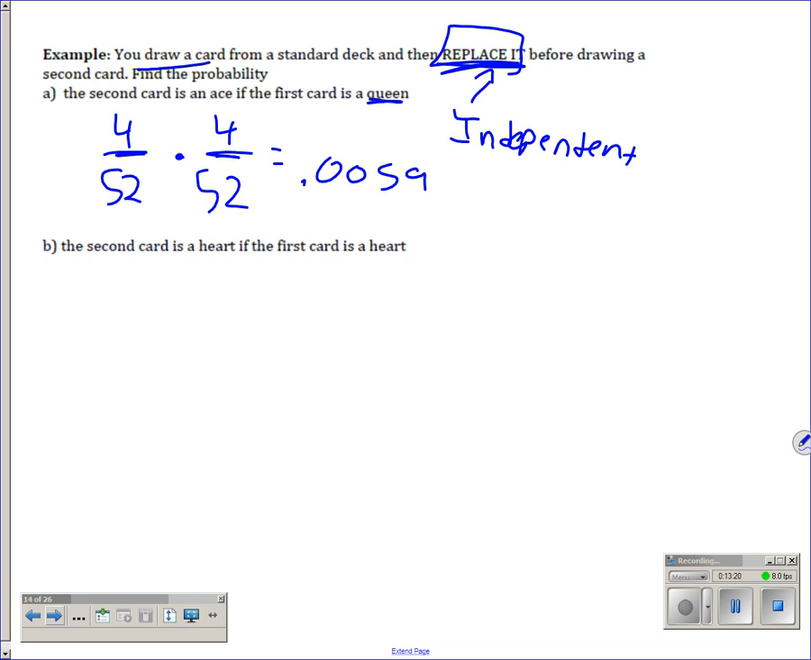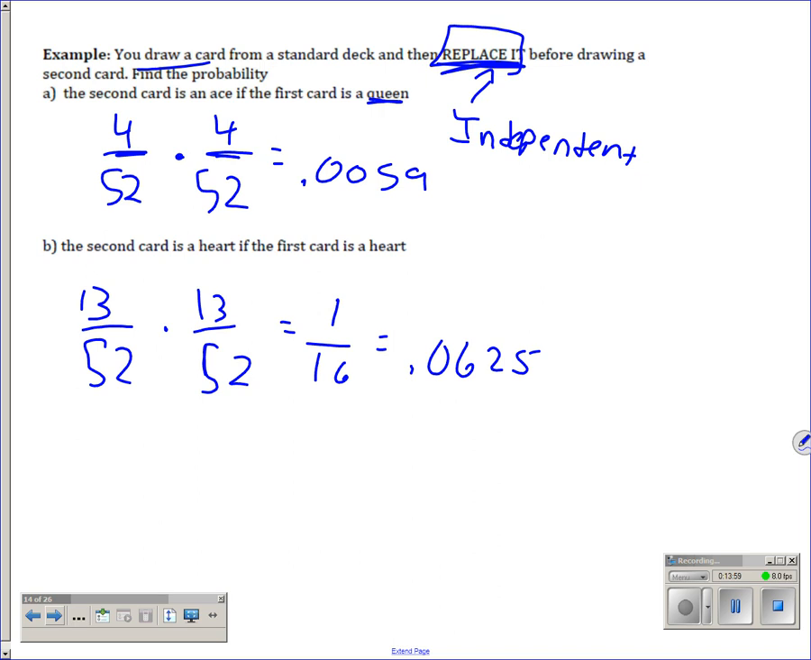Next: the second card is a heart if the first card is a heart. Okay, so I've got this deck of cards. I pick a card, it's a heart. I put it back in. I take another out, it's a heart. So let's see. How many hearts are there in a deck of cards? 13. Nice. Yeah. So there's 4 suits in the deck of cards, equal number of each. So 52 divided by 4, 13. So basically it's 13 over 52 times 13 over 52, or 1/4 times 1/4, which is 1 over 16, or 0.0625. That's the probability there.